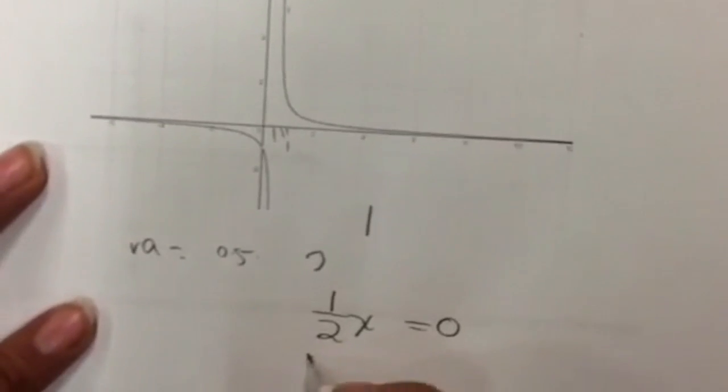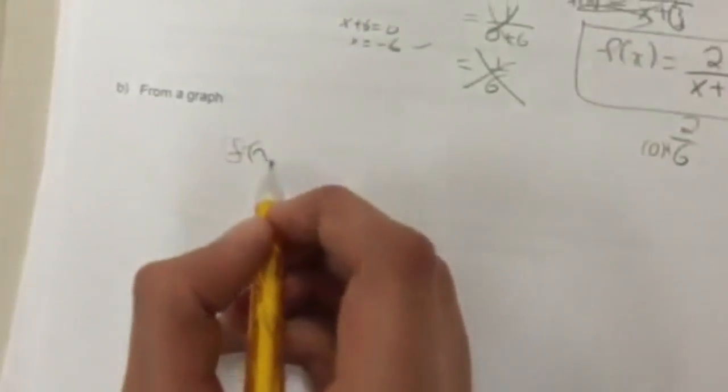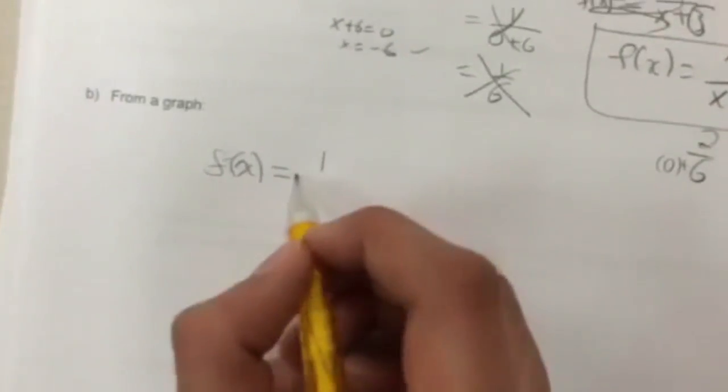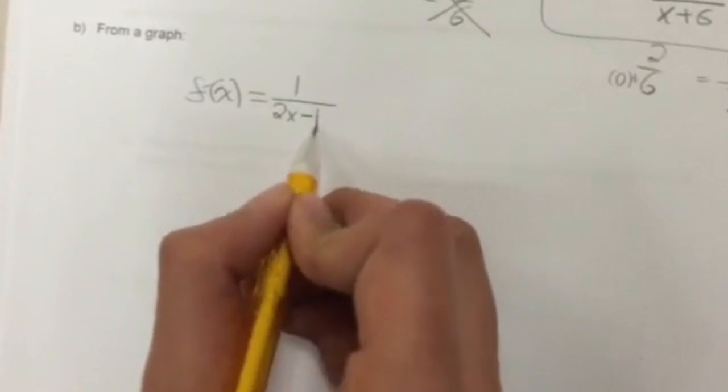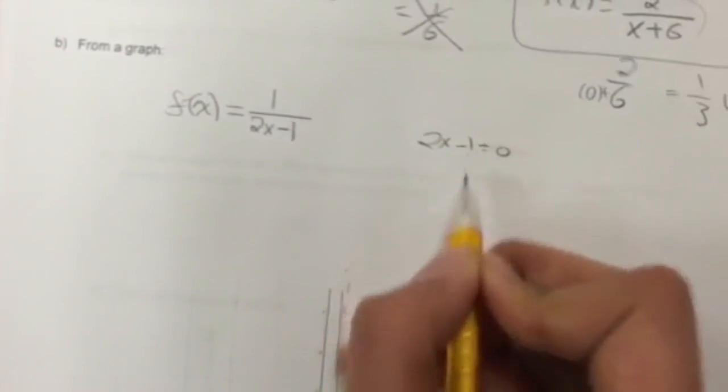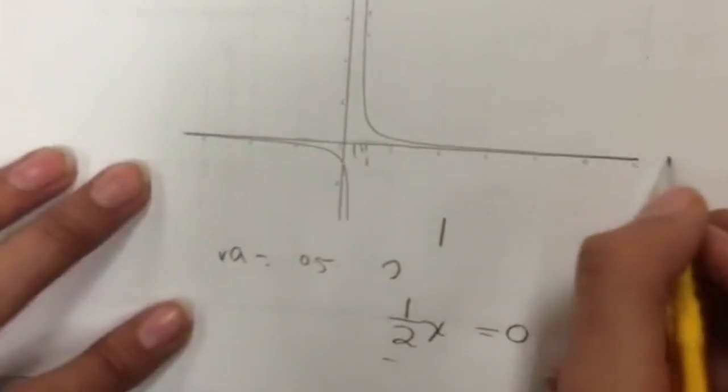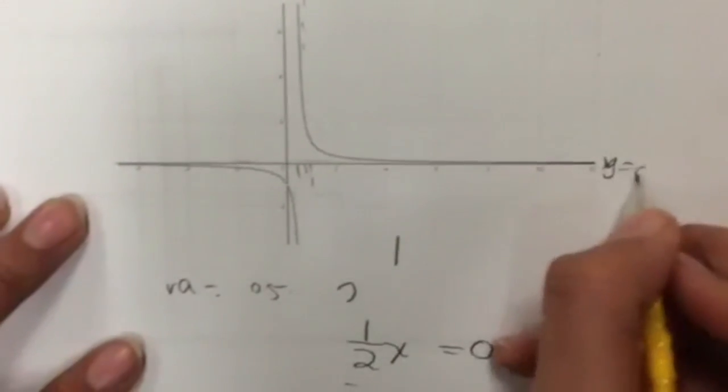So it's going to be f of x is equal to 1 over 2x minus 1, because if you do 2x minus 1 equals 0, x is going to equal 1 over 2 if you simplify that. So that's your equation, because the horizontal asymptote is y is equal to 0. So that's that.